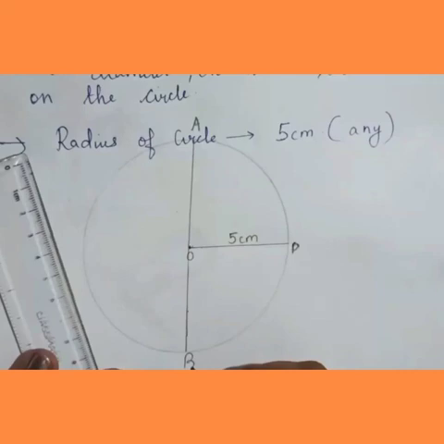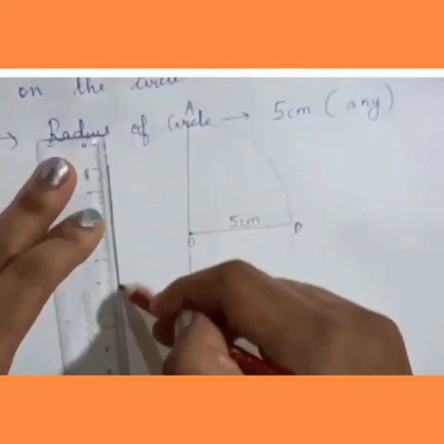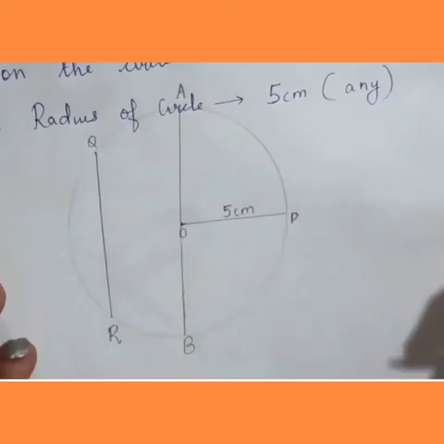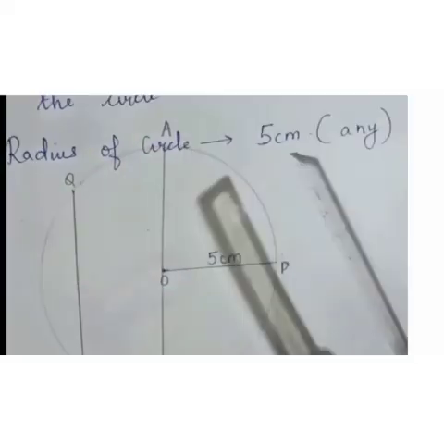Now I am going to draw one chord. So a chord joins any 2 points on the circle, not passing through the center, but you have to draw it between any 2 points on the circle. So draw the chord and name it as QR. So this is my required circle.